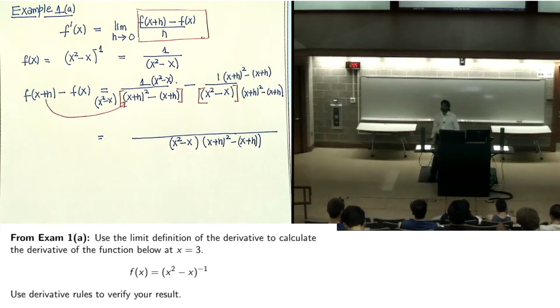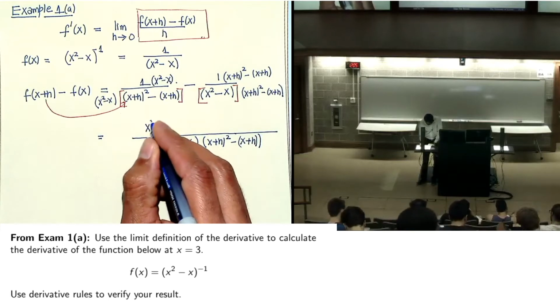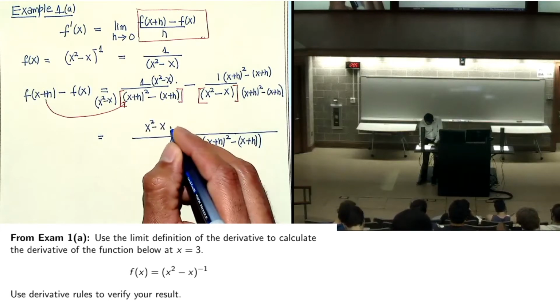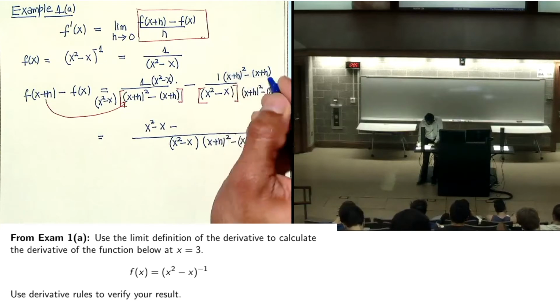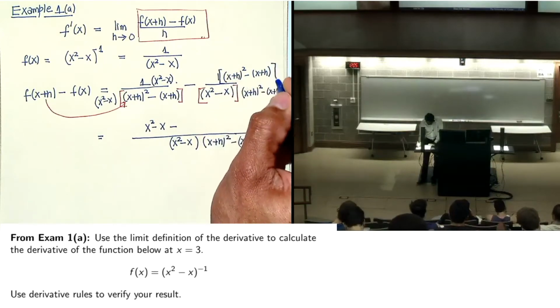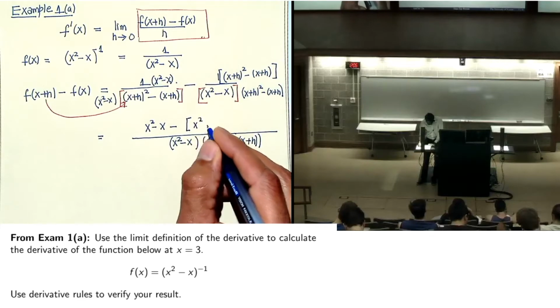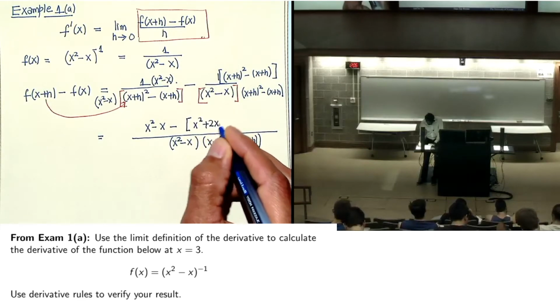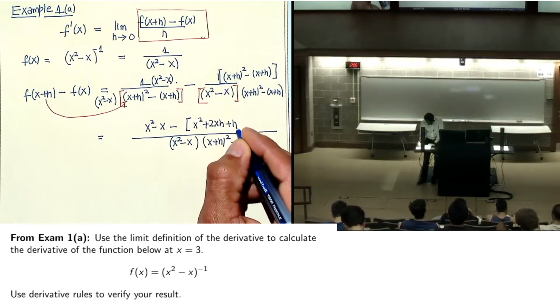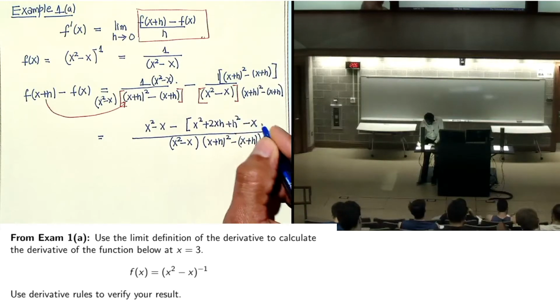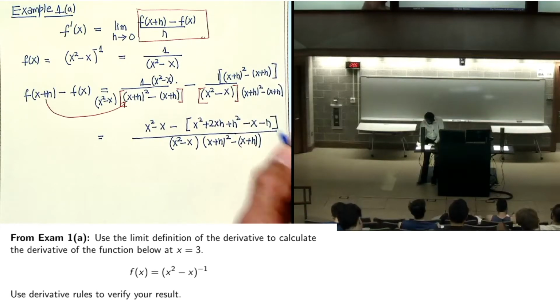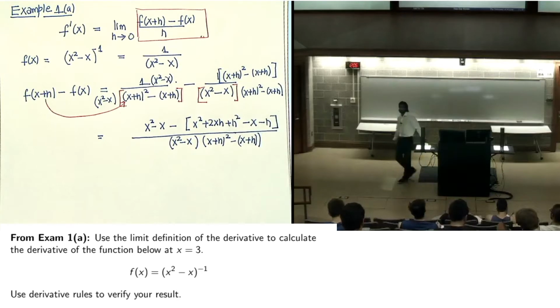Is that okay? Anyone have any doubt? Let's see what is the top. Top is x square minus x minus, I can FOIL this thing with the parenthesis. Inside the parenthesis, x square plus 2xh plus h square minus x minus h. Anyone have any objection here?